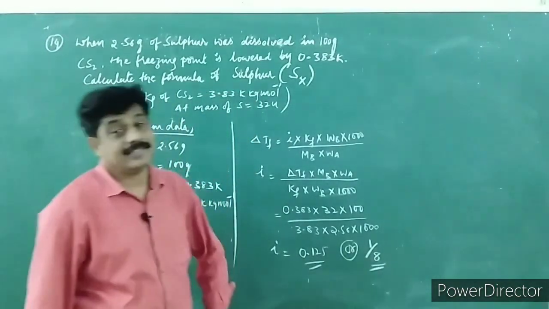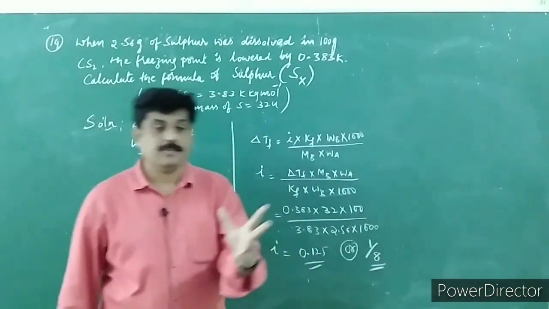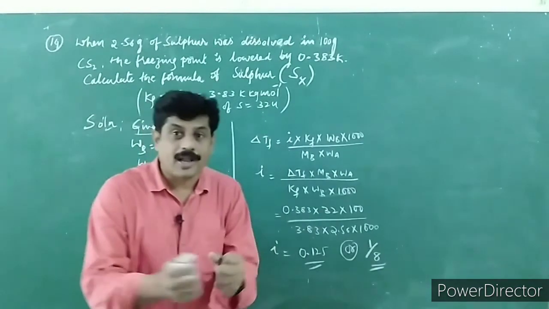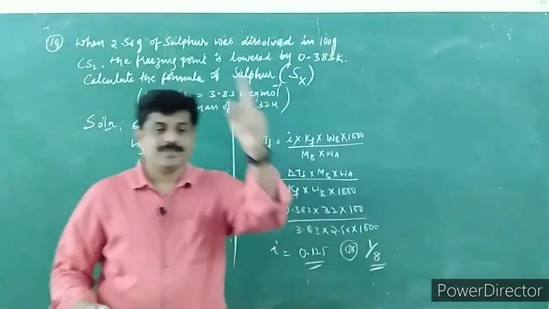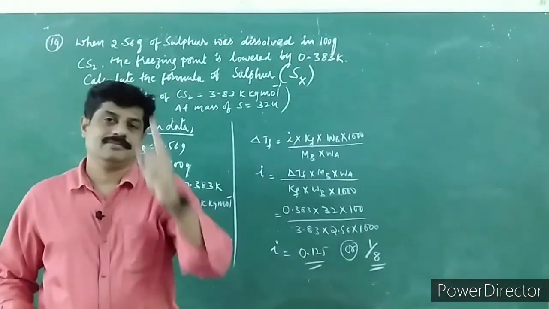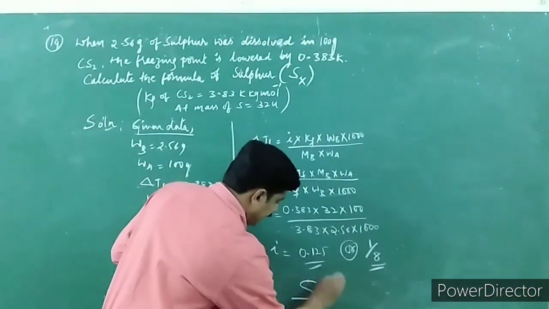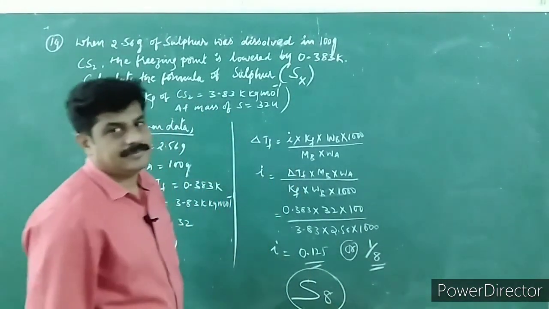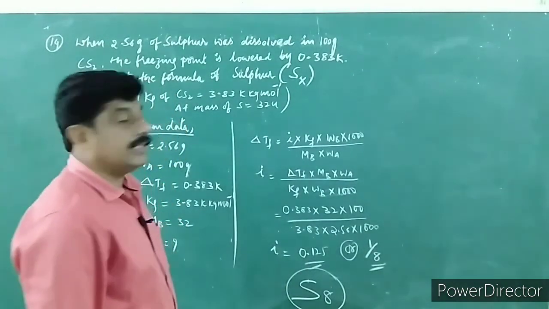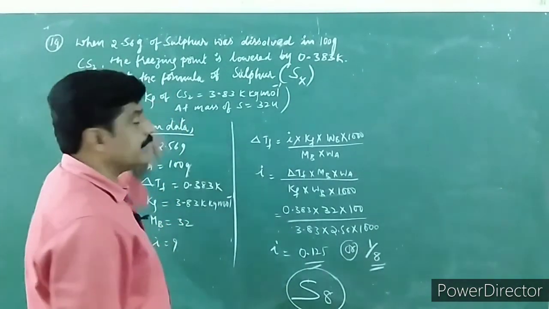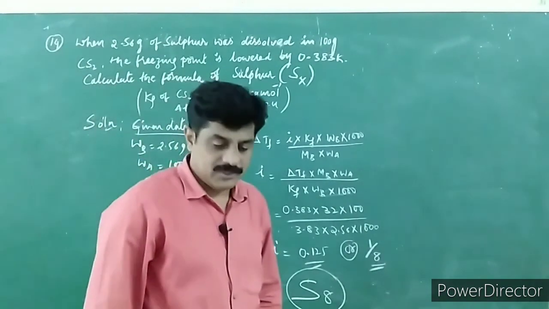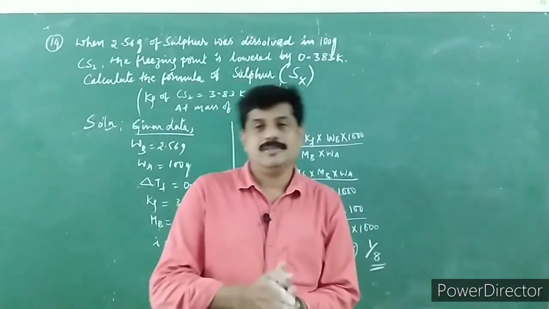Hence, 8 sulfur atoms undergo association to form 8S. In other words, you can write it as S8. So this is the solution for the numerical which is written on the board. So here ends the unit solutions.